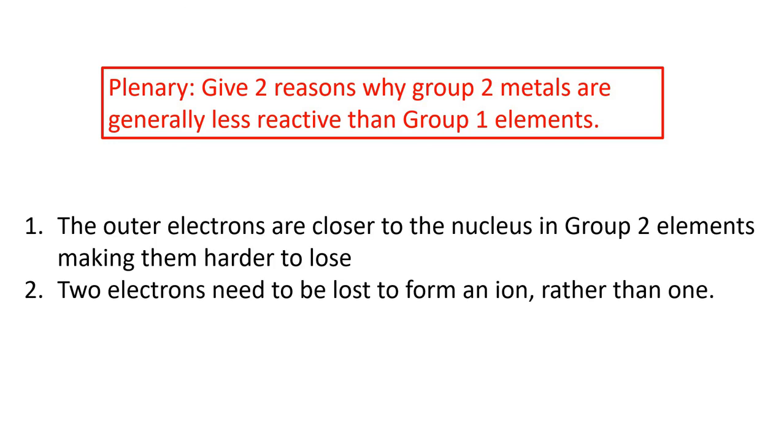Okay, 2 reasons. First of all, the outer electrons are closer to the nucleus in group 2 elements, making them harder to lose. And second of all, there's 2 electrons to lose rather than 1 in group 2 elements, which obviously makes it harder to lose them.